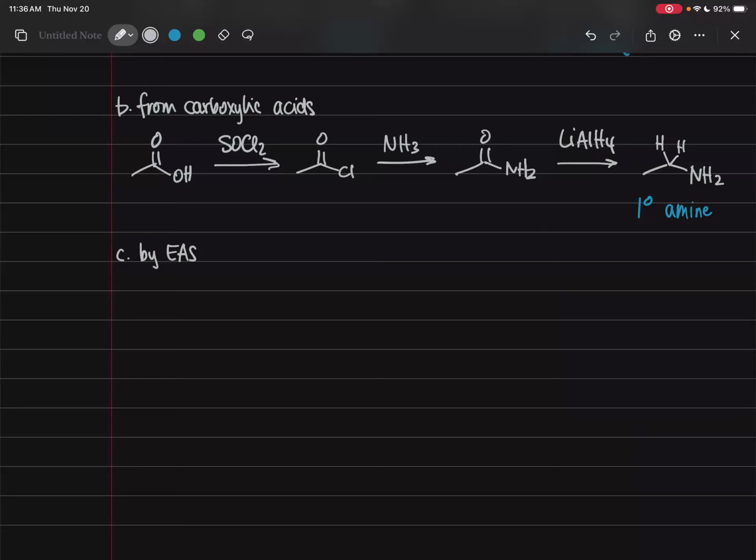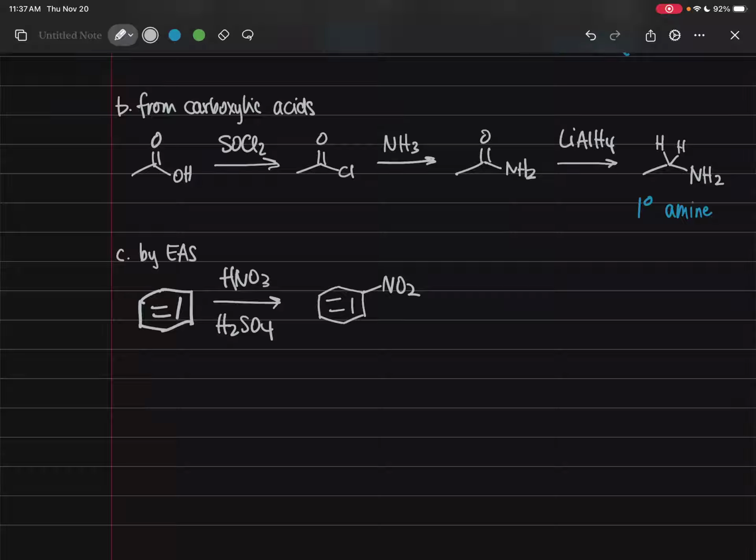We can also go back to chapter 18, I think, and do electrophilic aromatic substitution to make aryl amines. So if we start from something like benzene or some sort of benzene derivative, we install a nitrogen by doing a nitration reaction with nitric acid and sulfuric acid. That gives us an NO2 group.